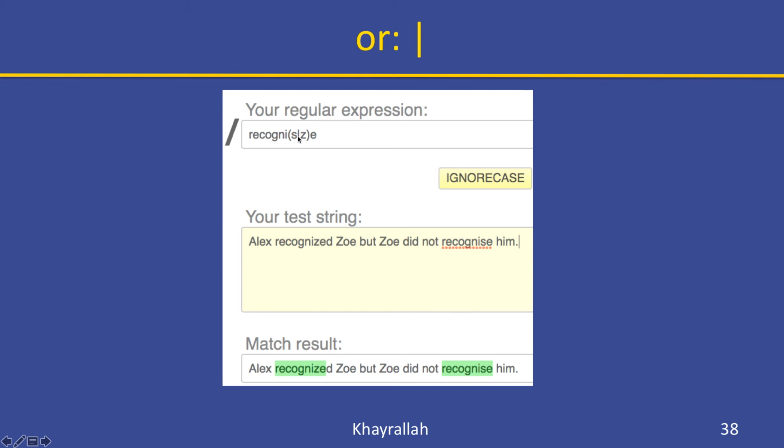The vertical bar may be used to indicate an option. So let's say I want to capture both spellings of the word recognize with an S or a Z. I can put S vertical bar Z. That means match either an S or a Z here.